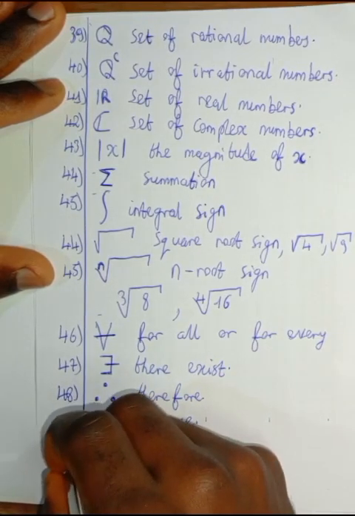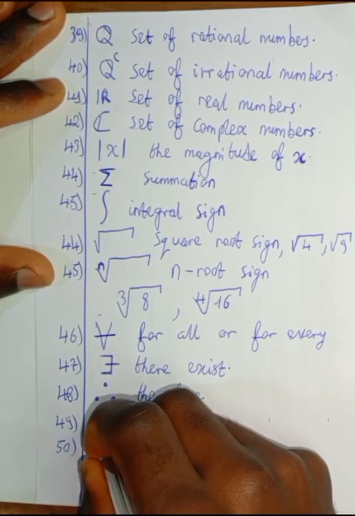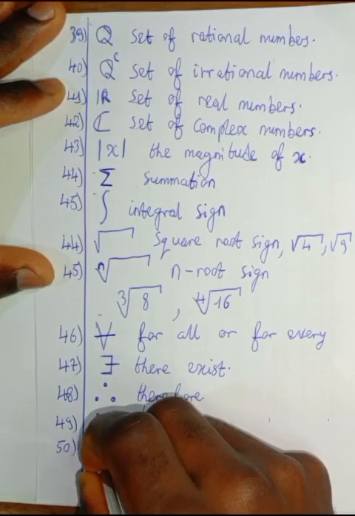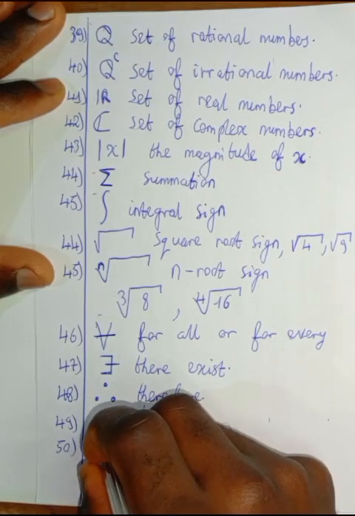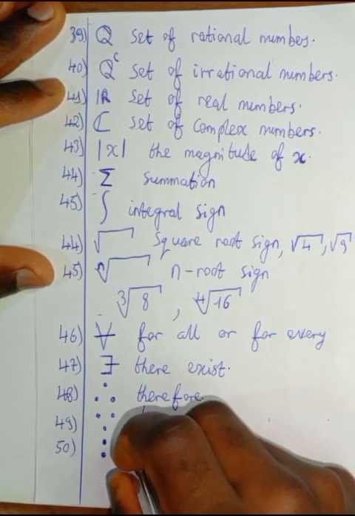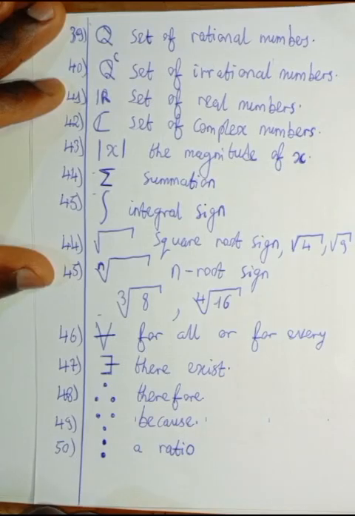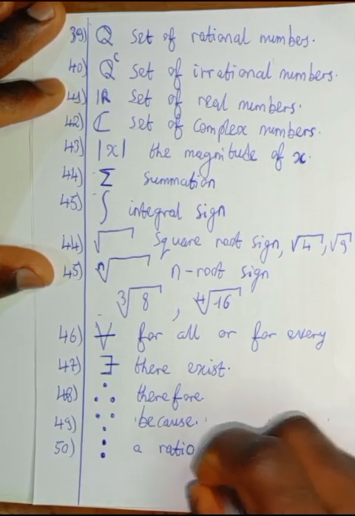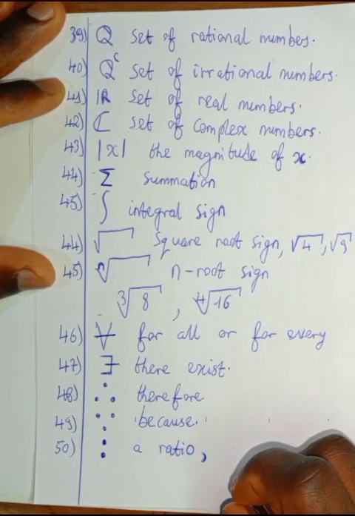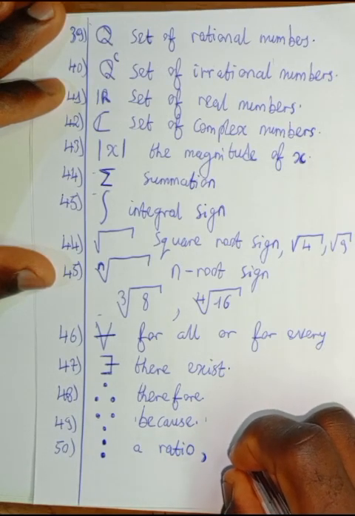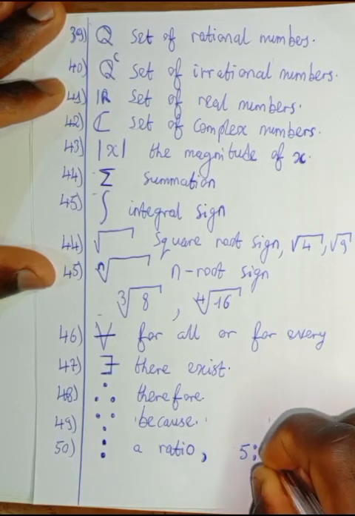Next, we go to 52. We have 2 dots. We make use of these 2 dots under ratios when we compare 2 quantities. It stands for a ratio. For example, we can say a ratio of boys to girls in a particular class is 5:9.